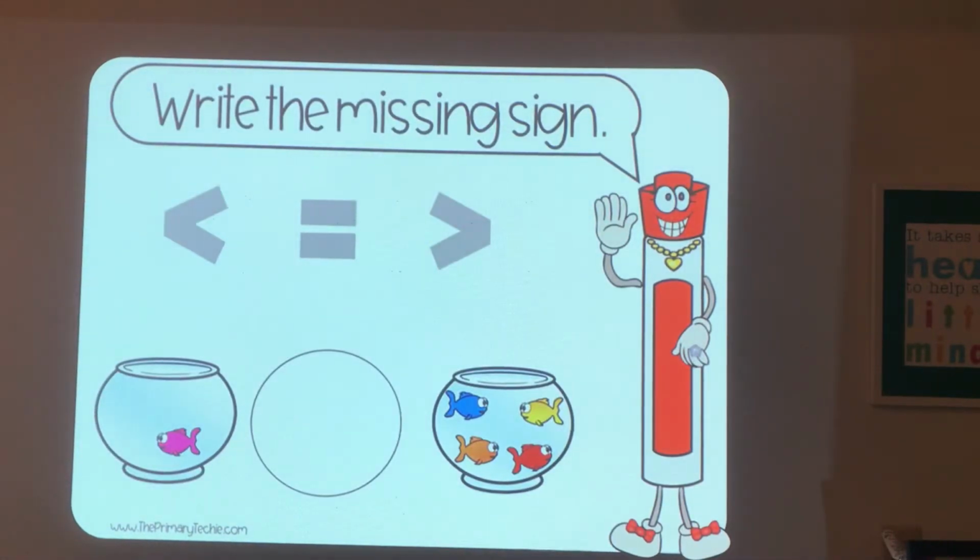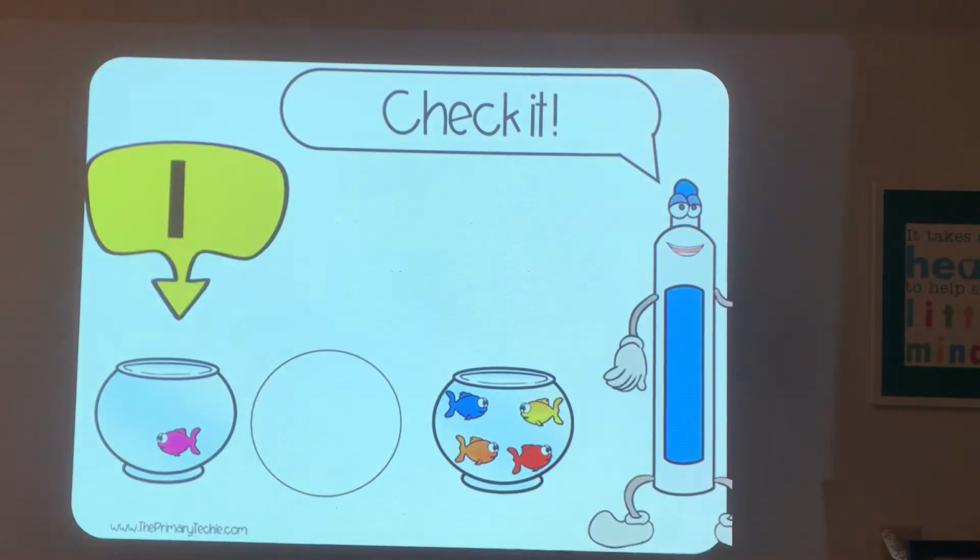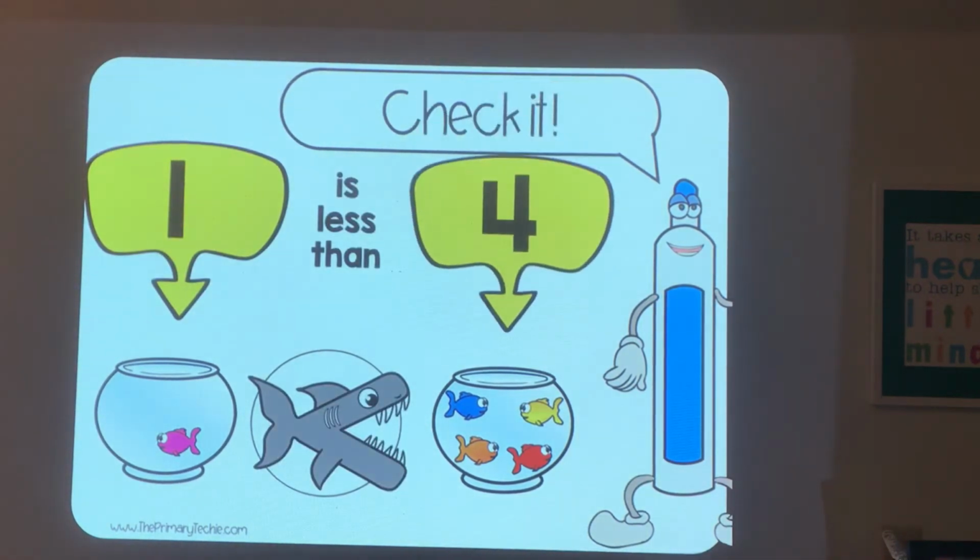All right. Write the number of fish in the first fish bowl. Leave a space. Write the number of fish in the second fish bowl. And write the sign in between. Is less than 4.